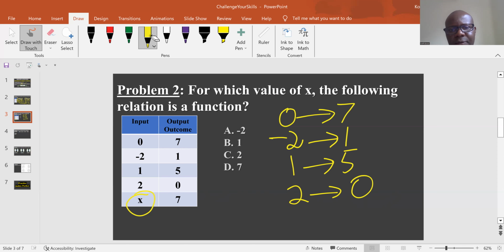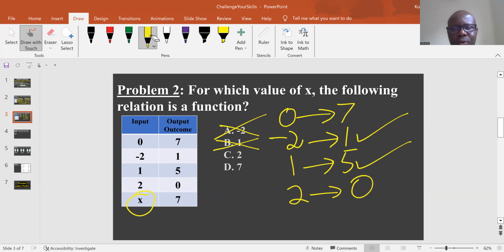The first choice, the A here is -2. We cannot use -2 again as input related to an output. Why? Because the keynote said every input has only one output. So the -2 is already related to 1. So -2 cannot again be used for 7. So A is out. B, 1. 1 is already used for 5. We cannot use 1 again for another number. No. So B is out.